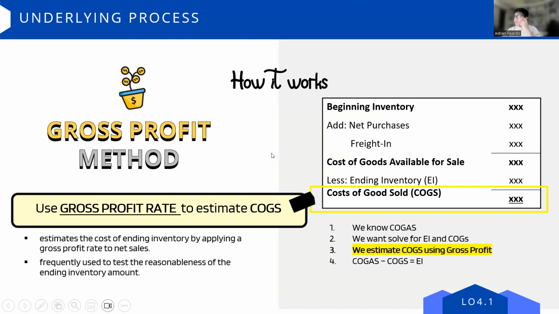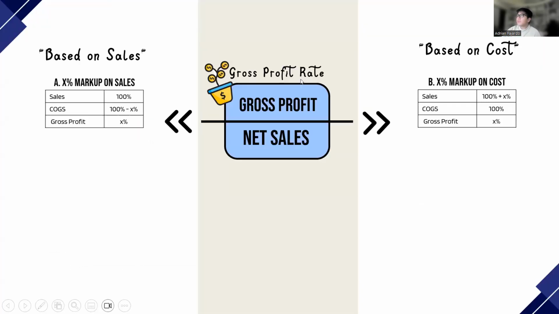So in summary, for gross profit method, we know cost of goods available for sale. We want to solve for EI and COGS. So ang una muna natin isi-solve rather than ending inventory is si COGS. And then COGS minus COGS is equal to ending inventory.